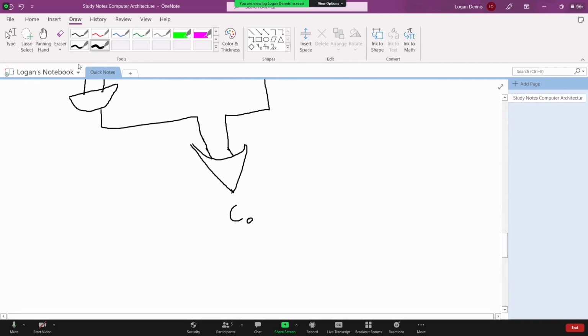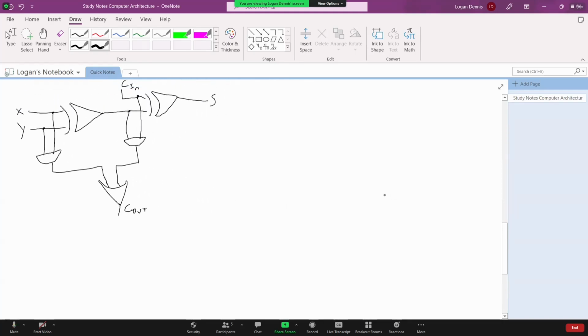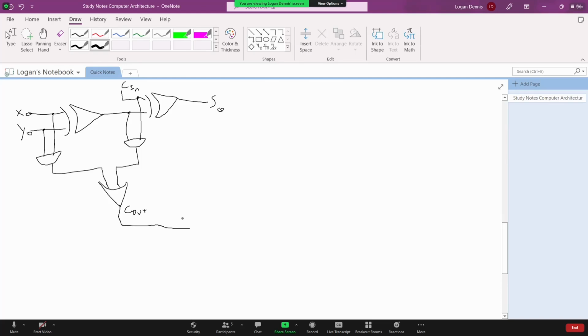C output. You have to label these: C out, C n at the top. And remember, the sums are S0, S1 at the end when you keep adding. I remember doing this, I have it in my notes. Basically if we do this 4 times, this C out becomes the next C in for the next one, and we just duplicate this entire thing.